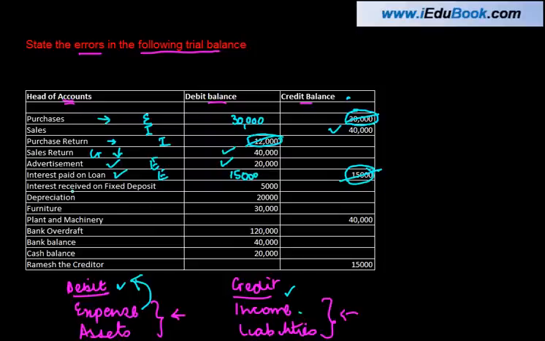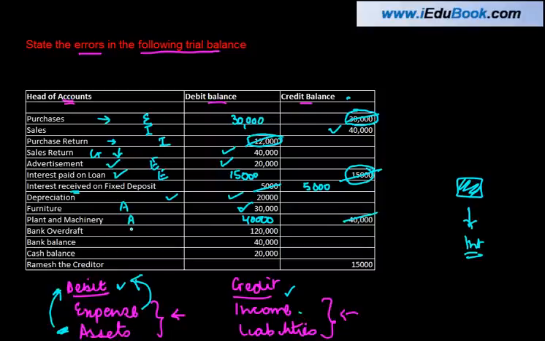Interest received. What you receive is an income on fixed deposit. So what happens is you go and put some money in the bank and it gives you interest. That is an income. It's posted on the debit side, so this is incorrect. Depreciation, expense, debit, correctly posted. Furniture. Furniture is what? An asset. An asset has a debit balance. Correct. Plant and machinery, asset. Asset has a debit balance. Here it's showing credit, so this is wrong. Put it on the debit side.